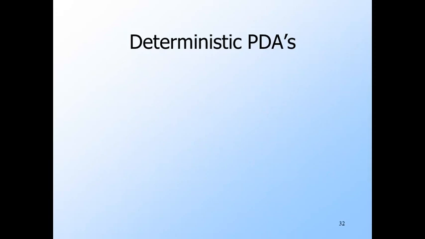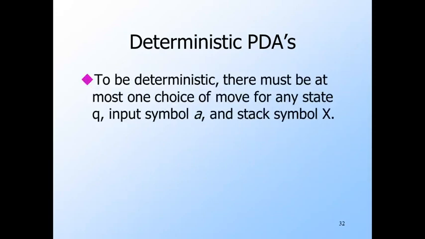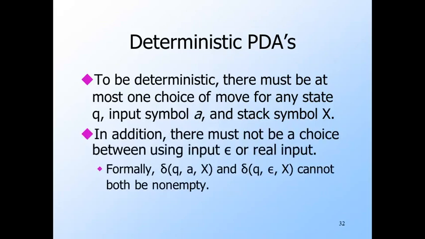And a final word about the deterministic PDA. In order that there never be a choice of move, we certainly want the PDA to have at most one choice of move for any state Q, input symbol A, including epsilon, and stack symbol X. But we also have to rule out the possibility that there is a choice between using a real input symbol and making a move on epsilon. To be precise, for no Q and X can both delta of Q, A, X and delta of Q, epsilon, X be non-empty. Such a PDA can have only one sequence of IDs, starting from the initial ID with a given input string.